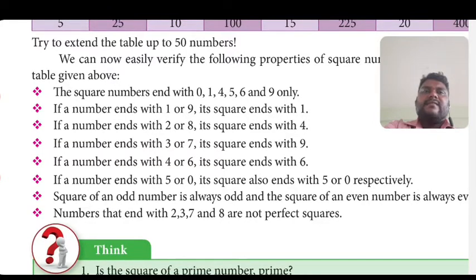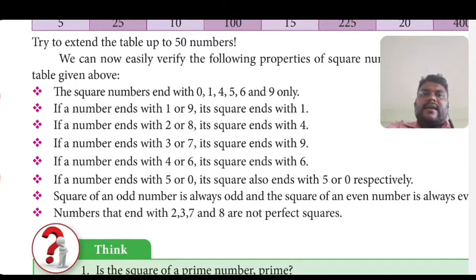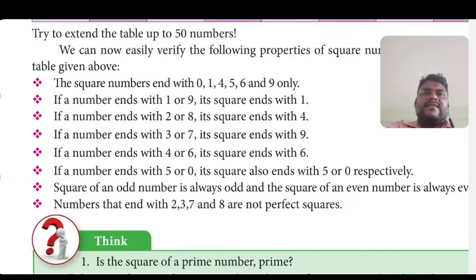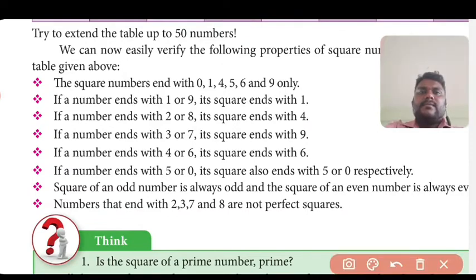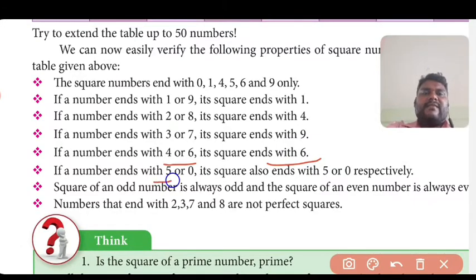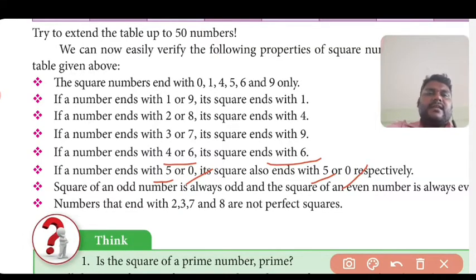If numbers end with 1 or 9, its squares end with 1. If numbers end with 2 or 8, its square ends with 4. If a number ends with 3 or 7, its square ends with 9. If a number ends with 4 or 6, its square ends with 6. If a number ends with 5, its square ends with 5. If a number ends with 0, its square ends with 0.